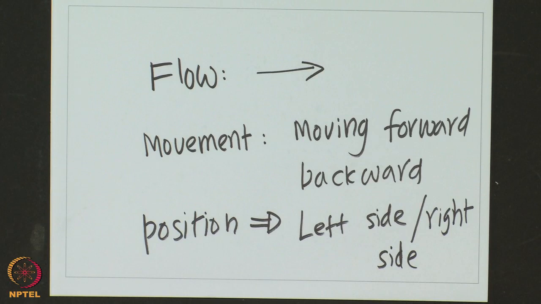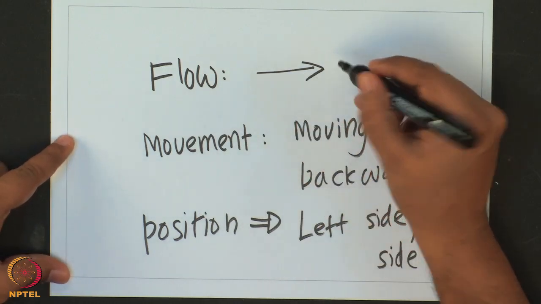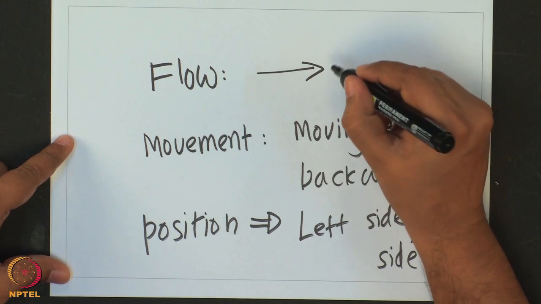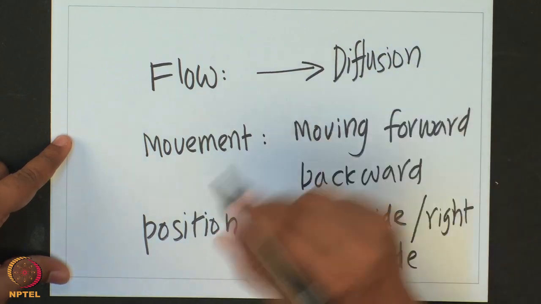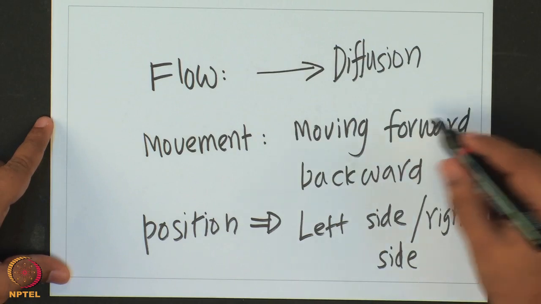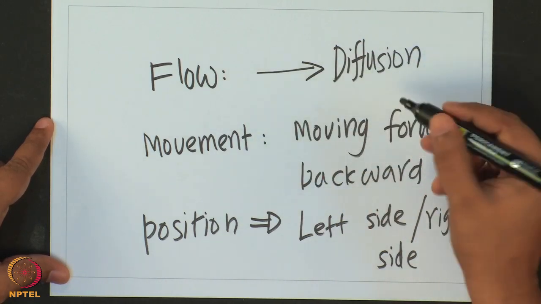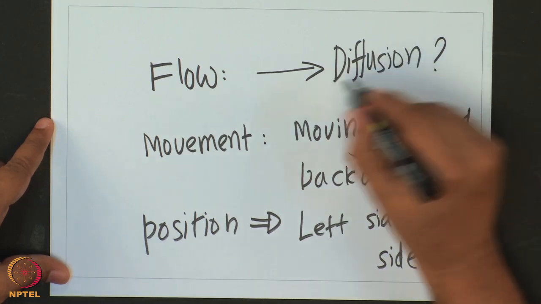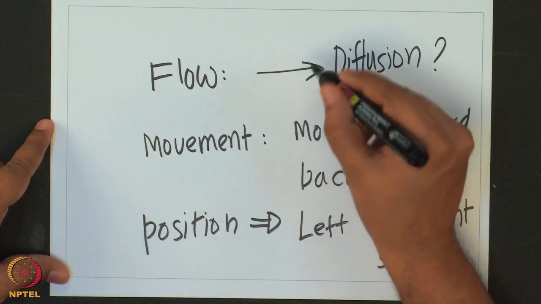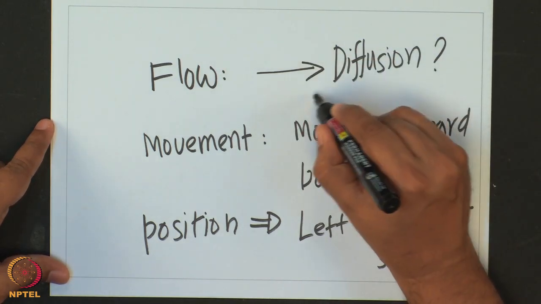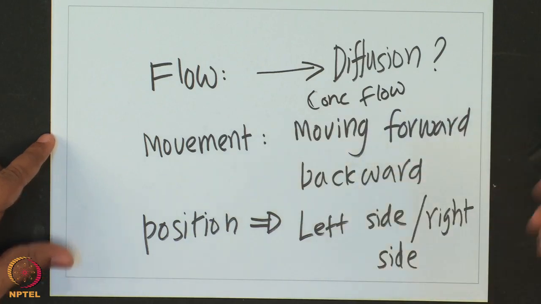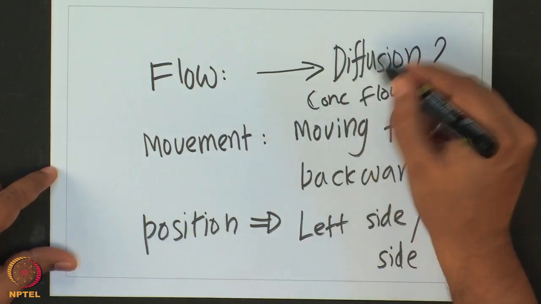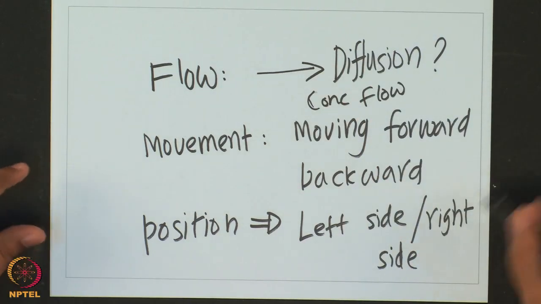These are things that we would typically use in English, and when we think about flow, very often molecules will flow from one direction to the other direction. Something that would come to everybody's mind is diffusion, there is a flow related to diffusion. There is a current flow associated with diffusion, or concentration flow. There is a flow of molecules from one place to the other, from higher concentration to lower concentration, which is diffusion.